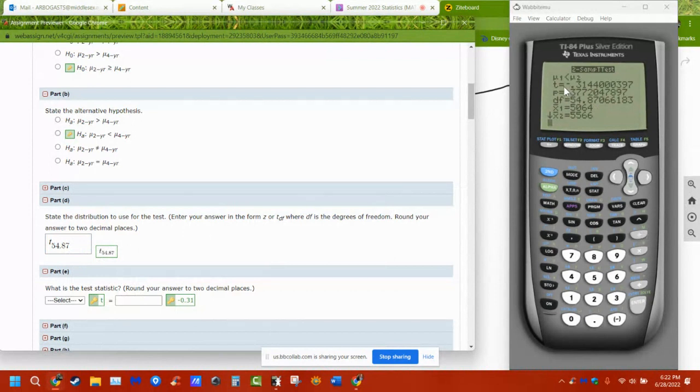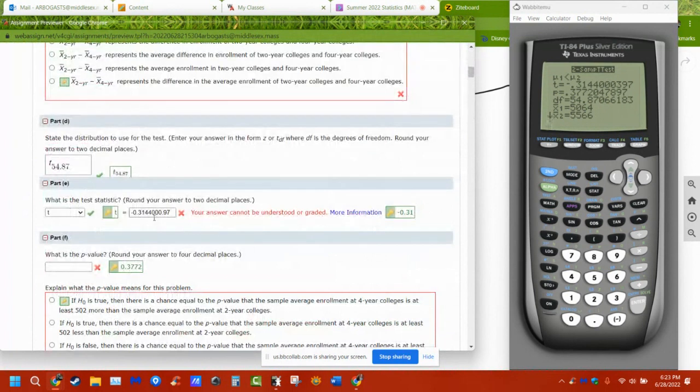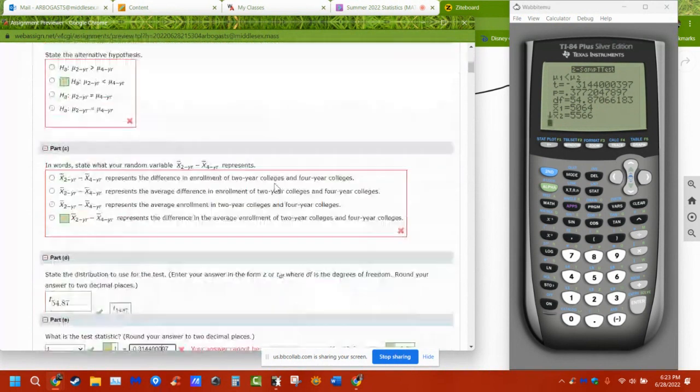And then what was the test statistic? It's right here. It was a t-test because we did it, and it was negative 0.31, because that's all they asked for, two decimal places. So make sure you're rounding. If you don't want to round, just put the whole thing in there, that's fine. 4400397. Oops, somehow I put an extra decimal place in there. Don't do that.